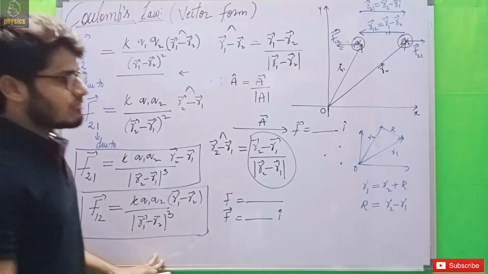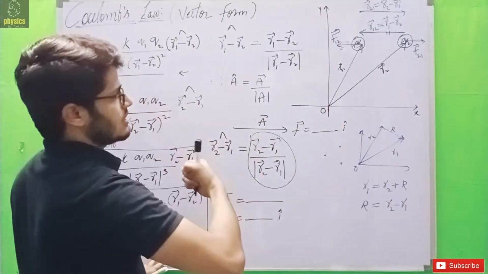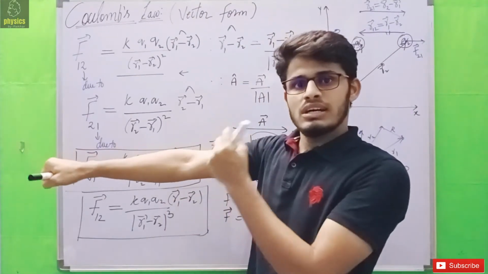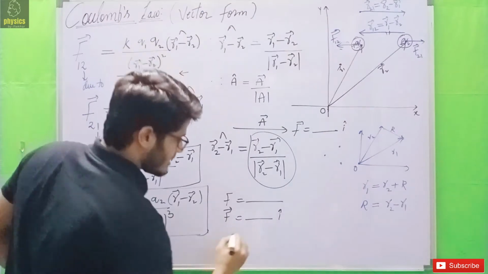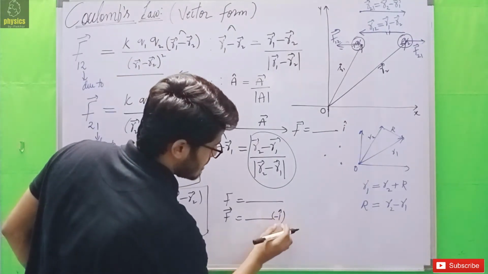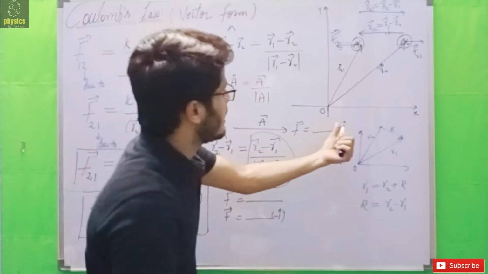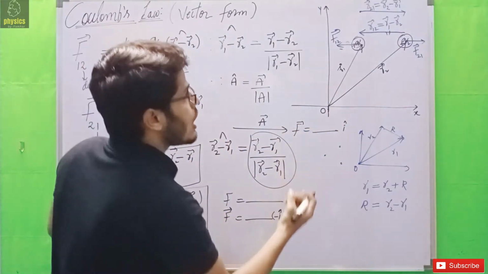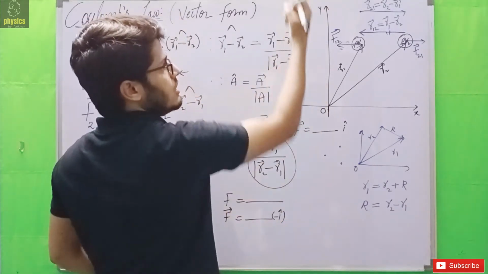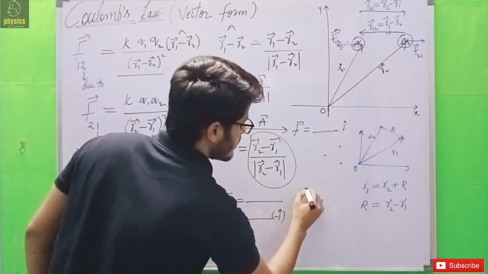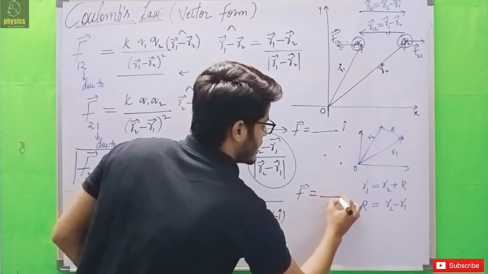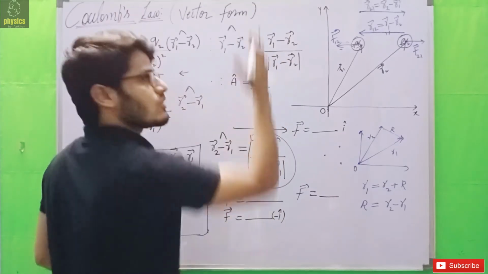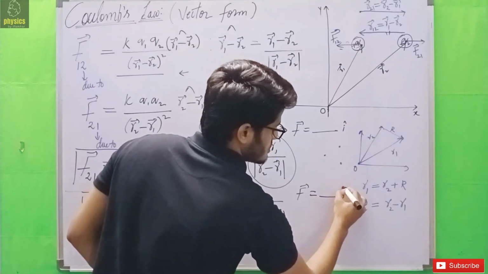So if you write the magnitude with I cap, whatever force you got will become a vector. If the direction of the force is in this direction, towards this way, then you have to write the force with minus I. If you are writing minus I, it means the direction of the force is in negative x direction. Are you getting my point? If the direction of the force is upward along the y direction, then you have to write the force, whatever magnitude you got, with j cap.